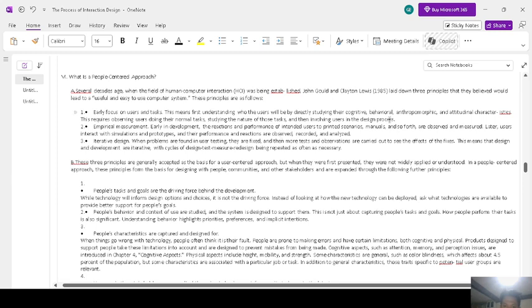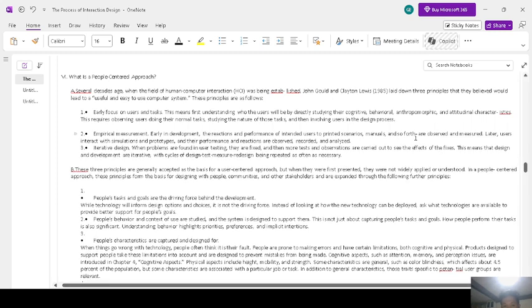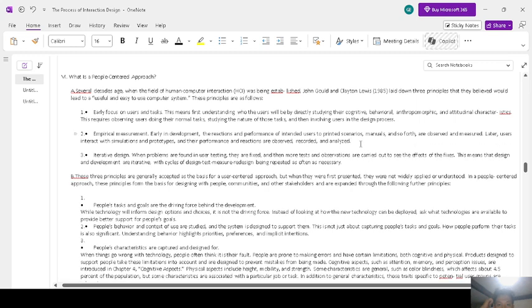So you study how those tasks interact with your system, and then you involve them in the process. Empirical measurement, early in the development, the reactions and performance of intended users to printed scenarios, manuals, and so forth are observed and measured. Later, users interact with simulations and prototypes, and their performance and reactions are observed, recorded, and analyzed.